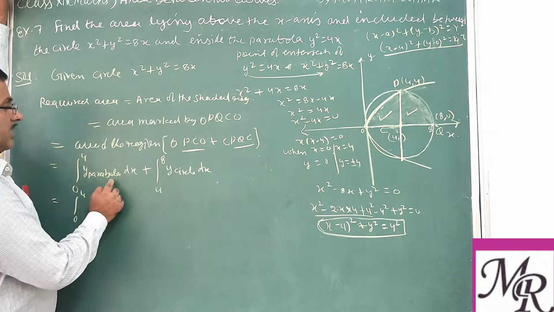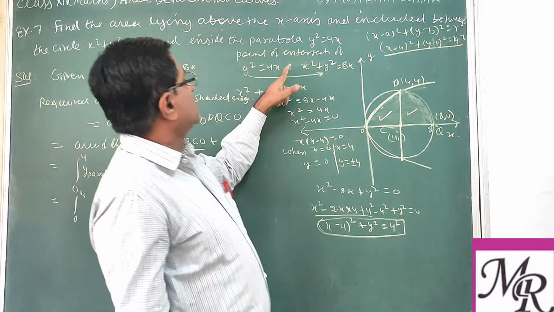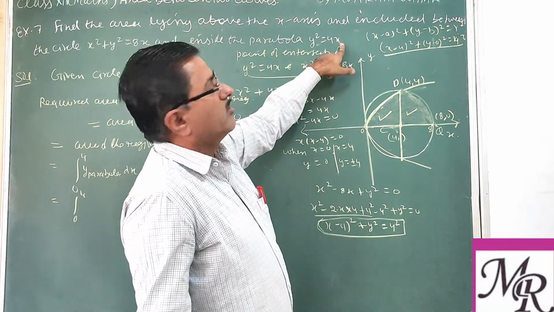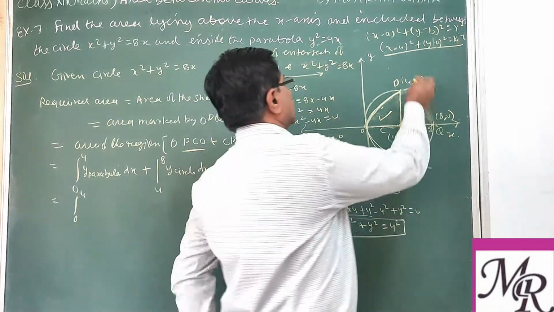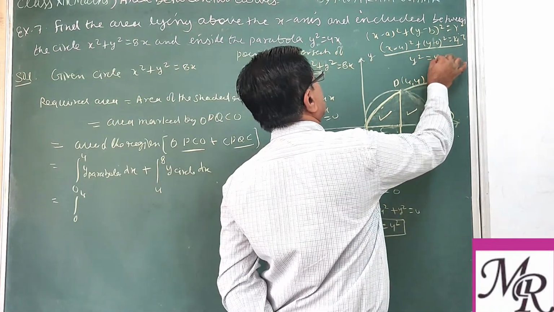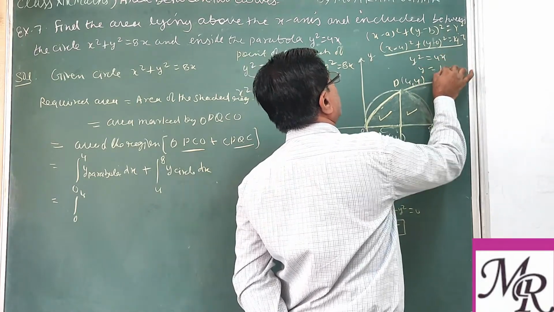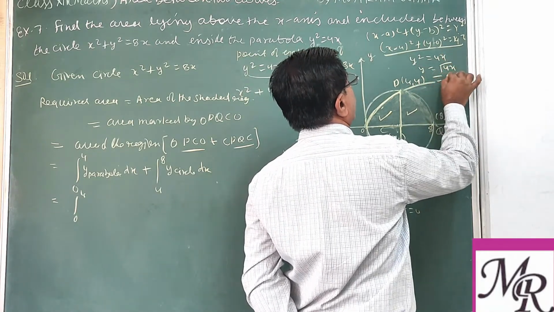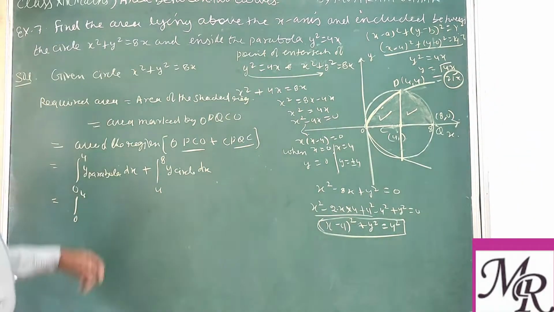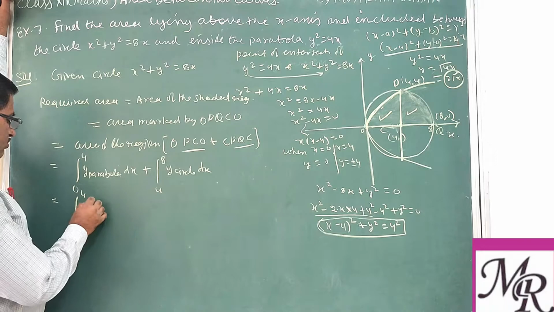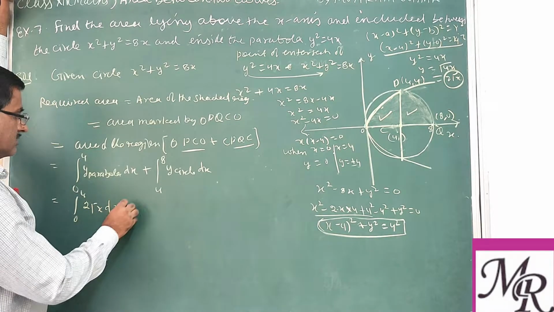So y parabola: the parabola equation is what? y square equal to 4x, so y equal to root 4x, or you may write 2 root x. So we can write here first, 2 root x dx.